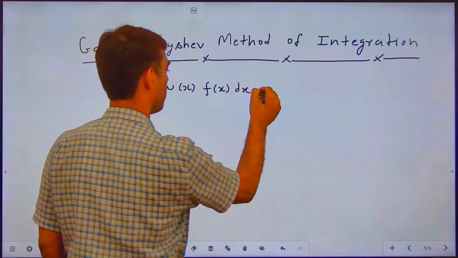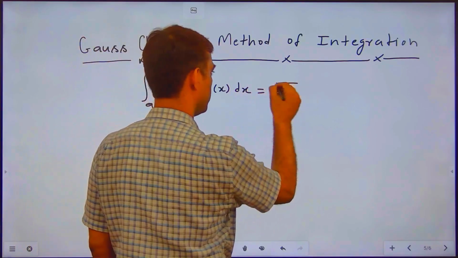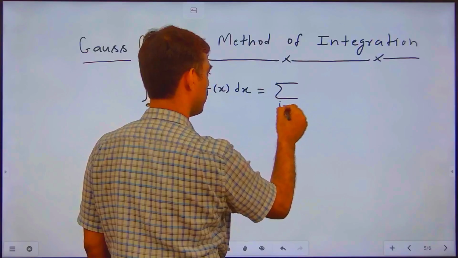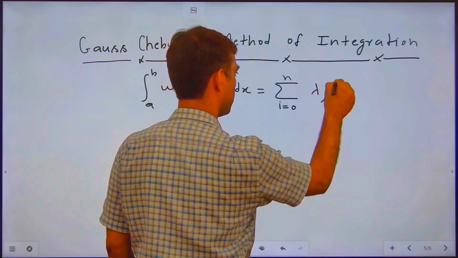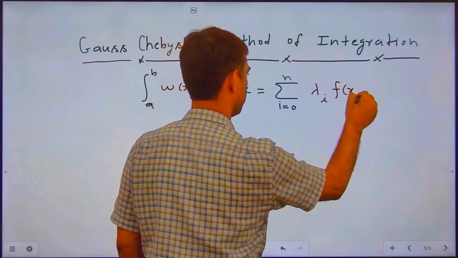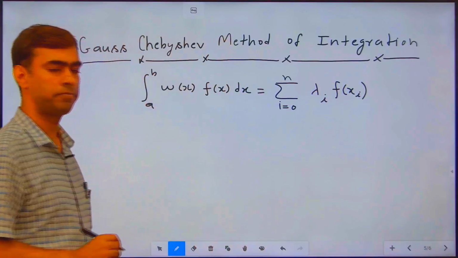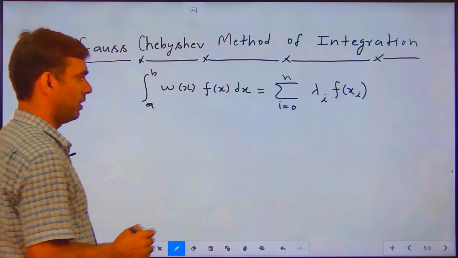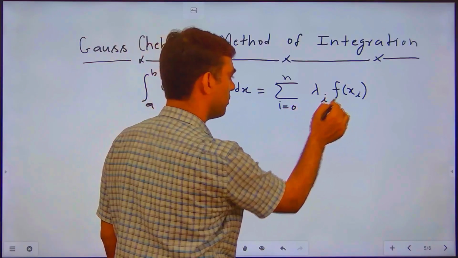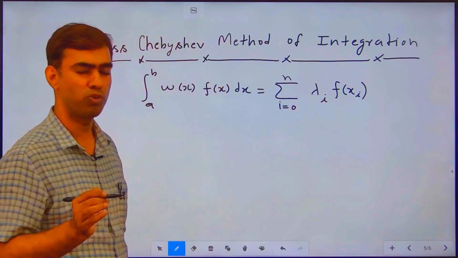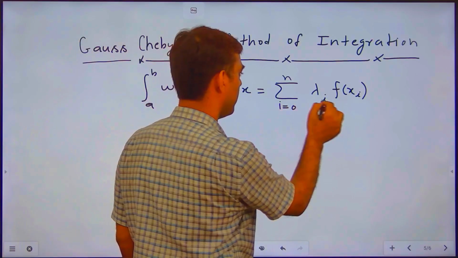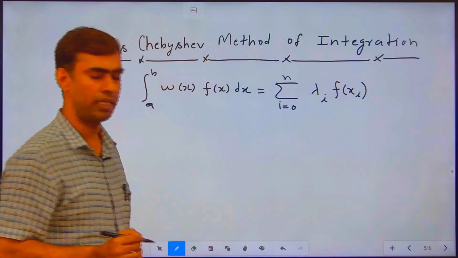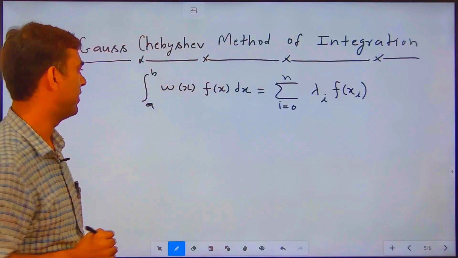dx equals the summation for i equal 0 to n of lambda i f of x i, where lambda i is the weight corresponding to the nodal point x i. Obviously, there are n plus 1 nodal points and corresponding n plus 1 weights.